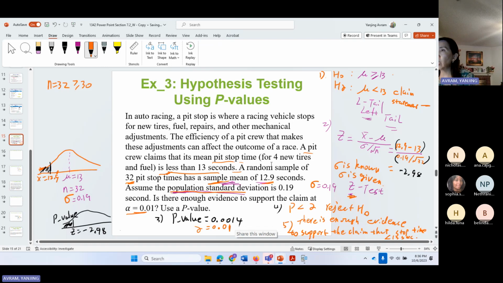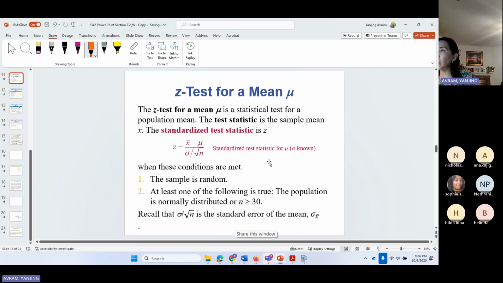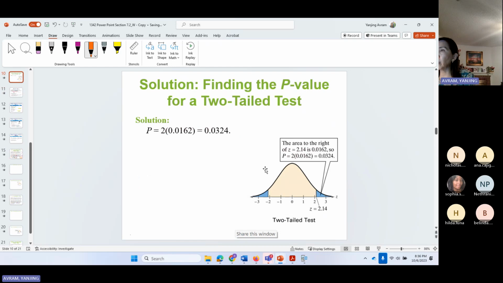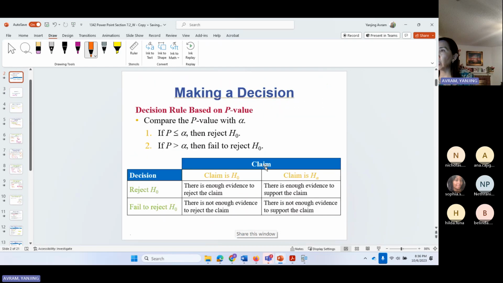Let's go back to look at this table. If you do not know how to make a conclusion, let's look at this table again. The decision is we reject the null hypothesis, right? We have p less than alpha, so we reject the null hypothesis. Our claim is in the alternative one, so we make this conclusion: there's enough evidence to support a claim.